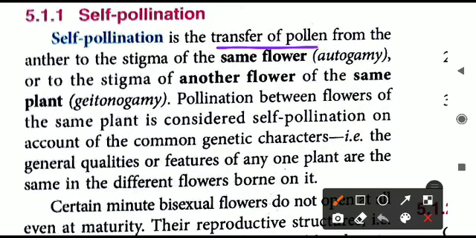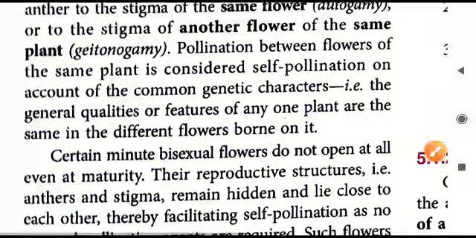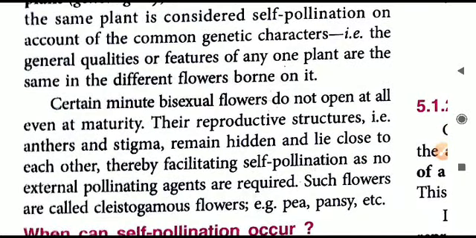So obviously we have seen already, it is autogamy, means same flower pollinating itself, or another flower if it is pollinating that is also on the same plant, that is geitonogamy. So if autogamy or geitonogamy is going on, it is self pollination only. And where is it going on?